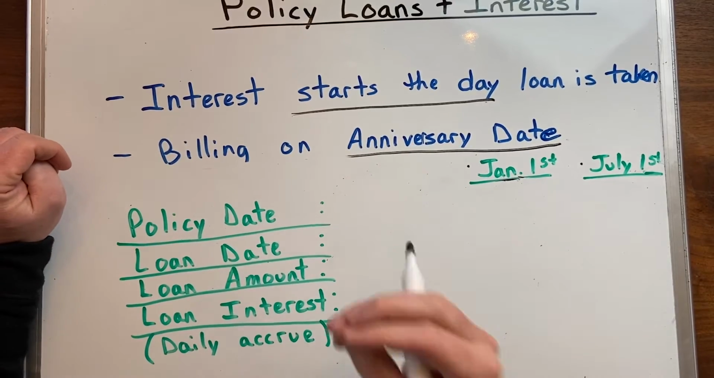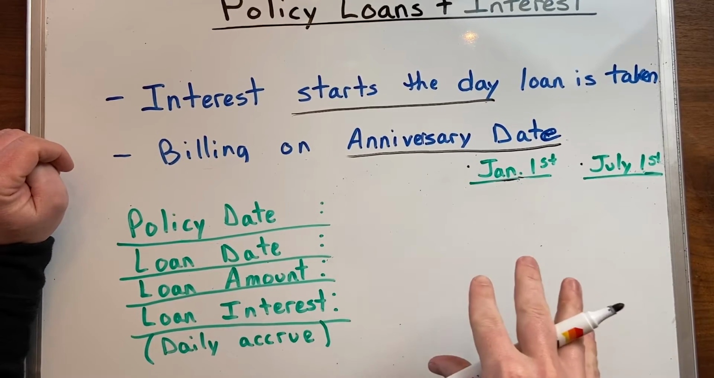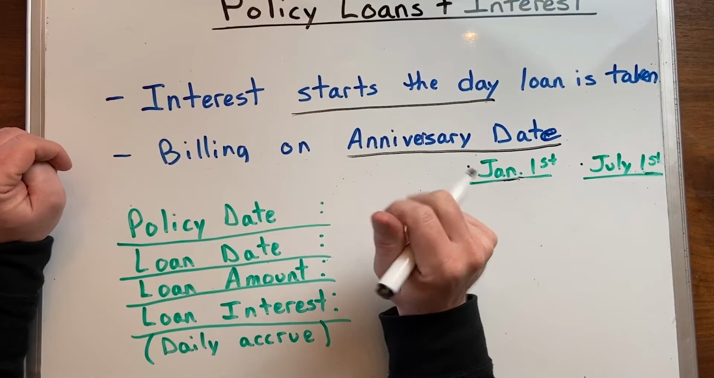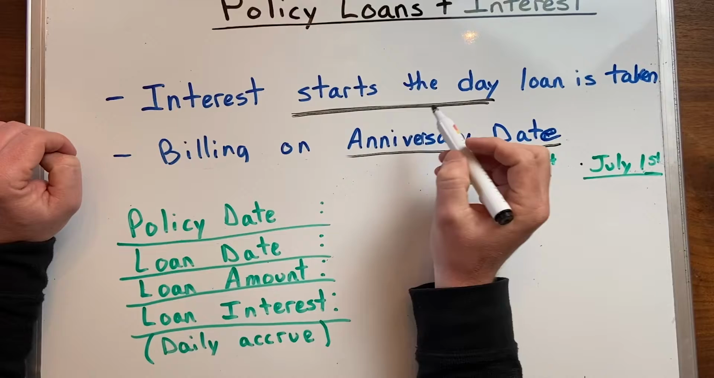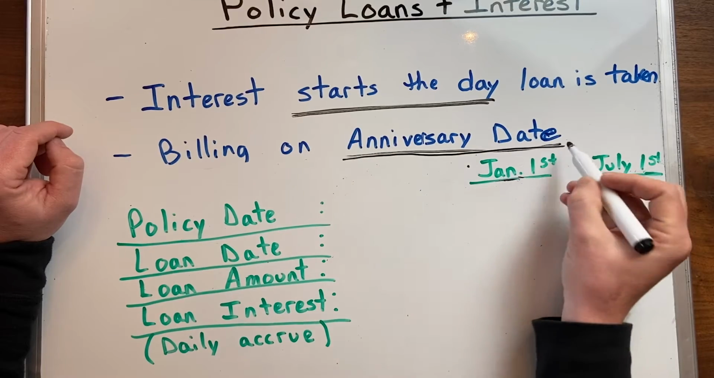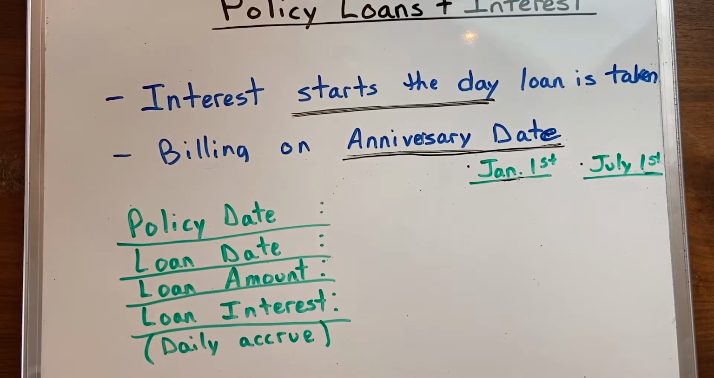So first off, when we talk about when the interest actually starts on a loan that we take out, it starts the day the loan is taken out. All right, but the billing, in other words, when we actually receive the statement of when we get billed on that interest, is not until the anniversary date. The anniversary date is simply the day you took out the policy, right?